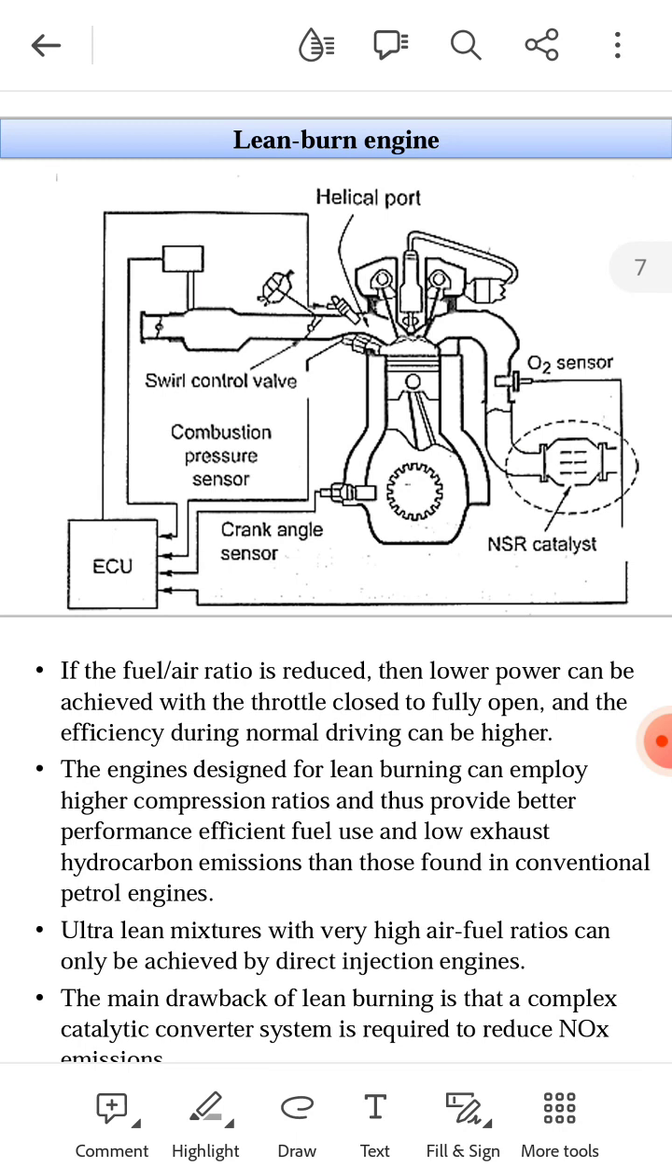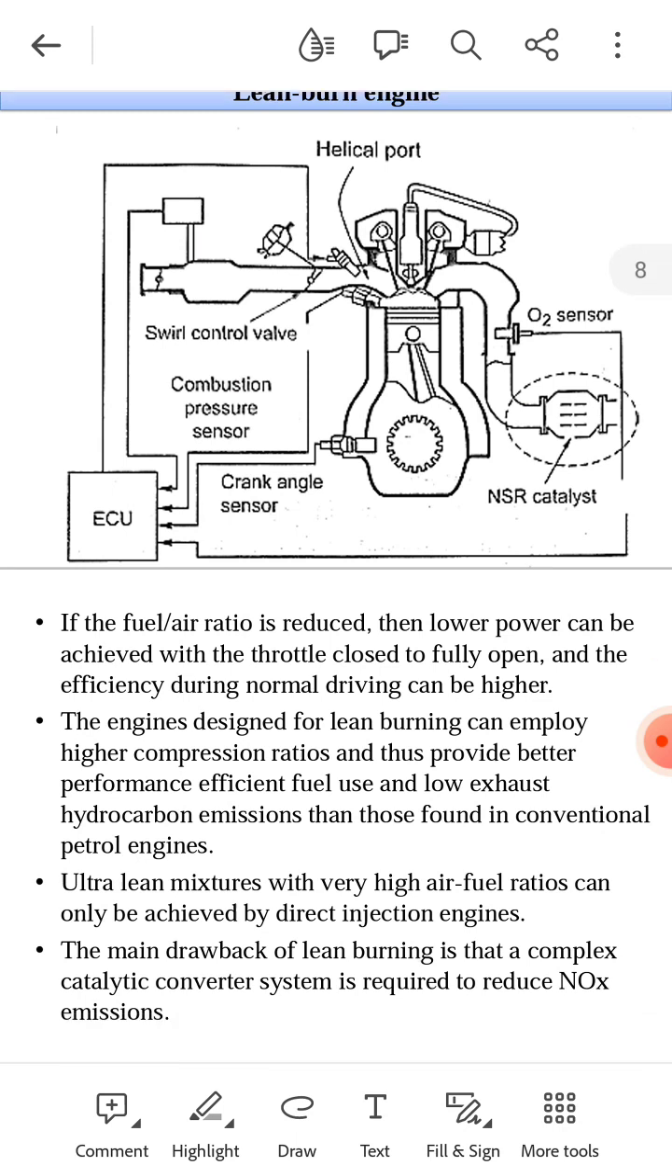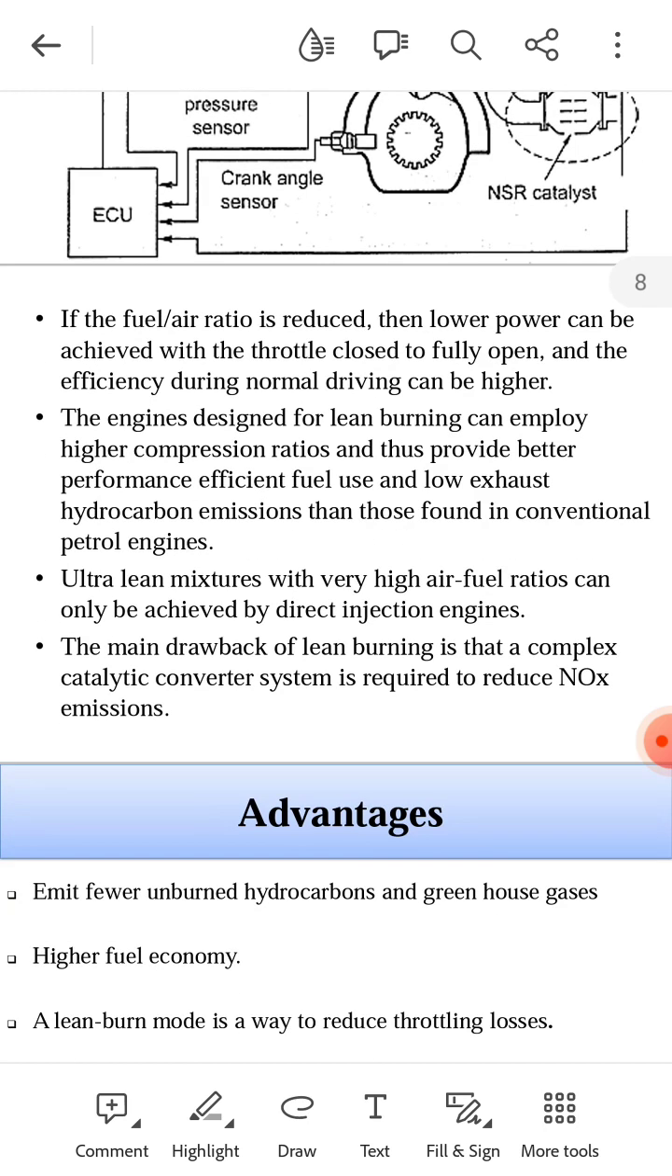The engine designed for lean burning can employ a higher compression ratio and thus provide better performance, efficient fuel use and lower exhaust hydrocarbon emissions than those found in conventional petrol engines. Ultra lean mixtures with very high air fuel ratios can only be achieved by direct injection engines. The main drawback of lean burning is that a complex catalytic converter system is required to reduce the NOx emissions.